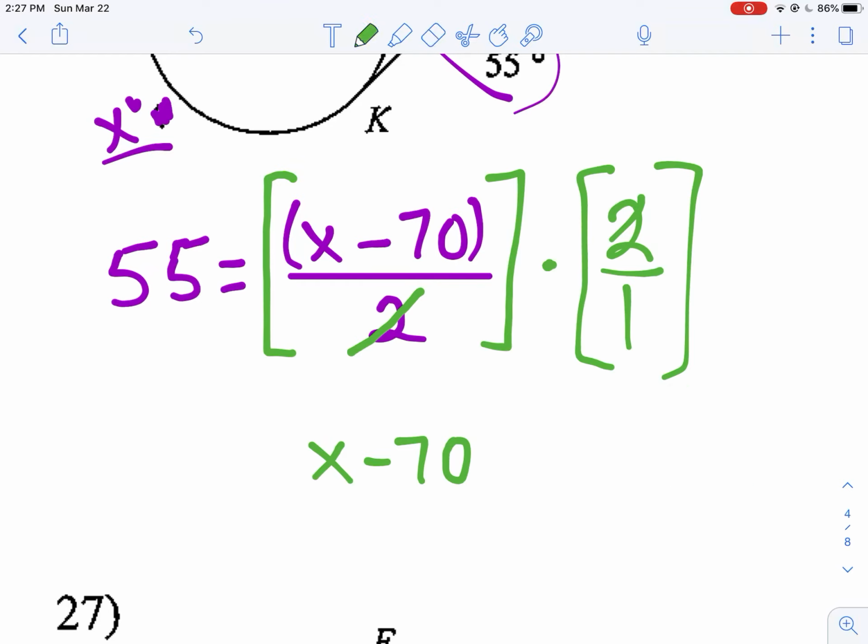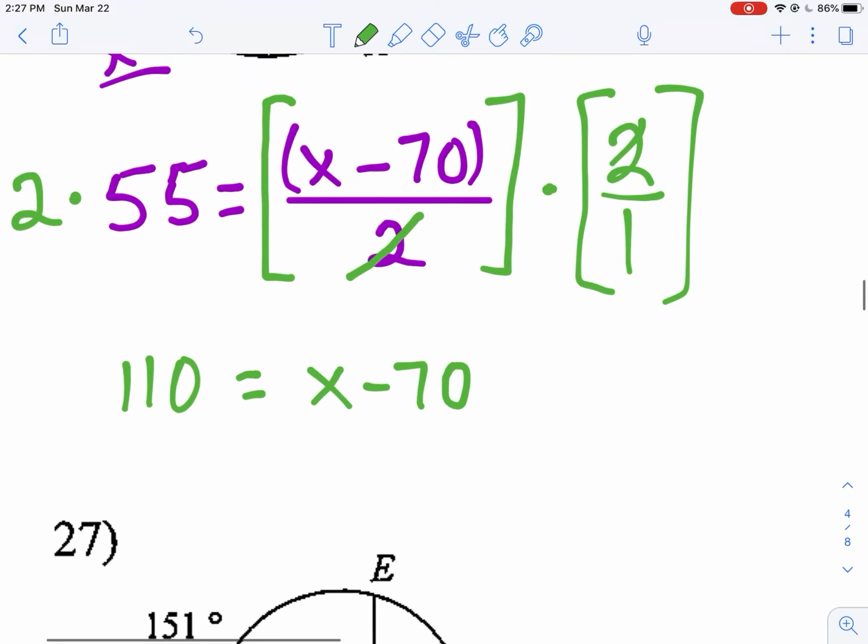Okay, so the golden rule of algebra, if I want to multiply the right side of the equation by 2, that's fine. But what do I have to do to the left? I also have to multiply it by 2. I'm not multiplying by 2 over 1 because, like I just showed you over here, 2 over 1 and 2 are really the same thing. So 2 times 55 is 110. Okay, and now look at that. Now it's 110 equals x minus 70.